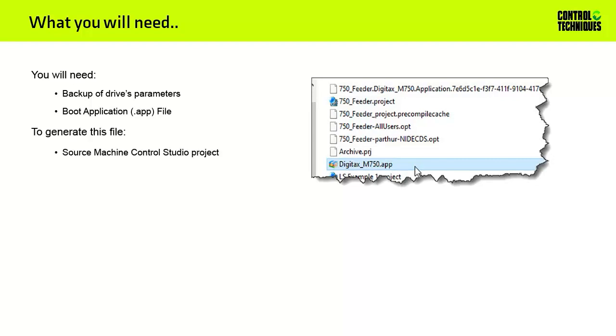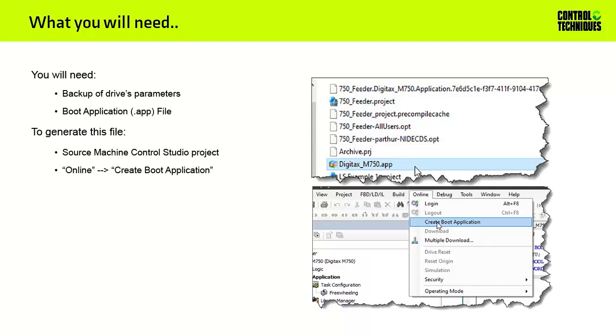To create the file, you'll need the source Machine Control Studio project. If you don't have access to that, you will need to reach out to whomever developed that project and ask them to follow the steps required to create one of these files. It's not difficult. All you would need to do is go to the online menu with the project open and then choose Create Boot Application. I'll demonstrate this next.